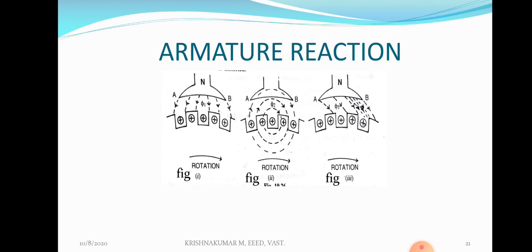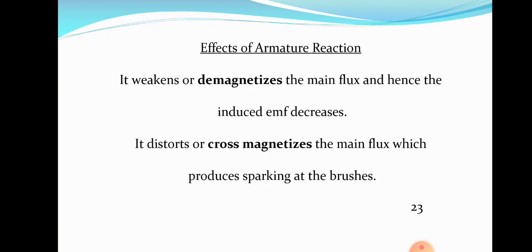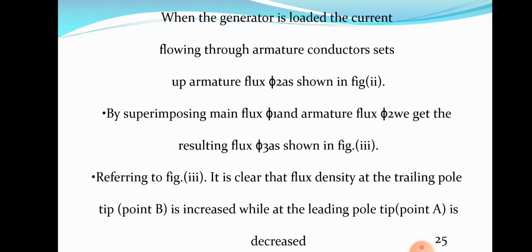Unequal flux distribution takes place. Flux density is more at the trailing pole tip and less at the leading pole tip. The increase in flux density at B is less than the decrease in flux density at A. Therefore, the resultant flux in the armature decreases. The resultant flux phi 3 is less than phi 1. This effect is known as the demagnetizing effect. This explanation is shown in these slides.